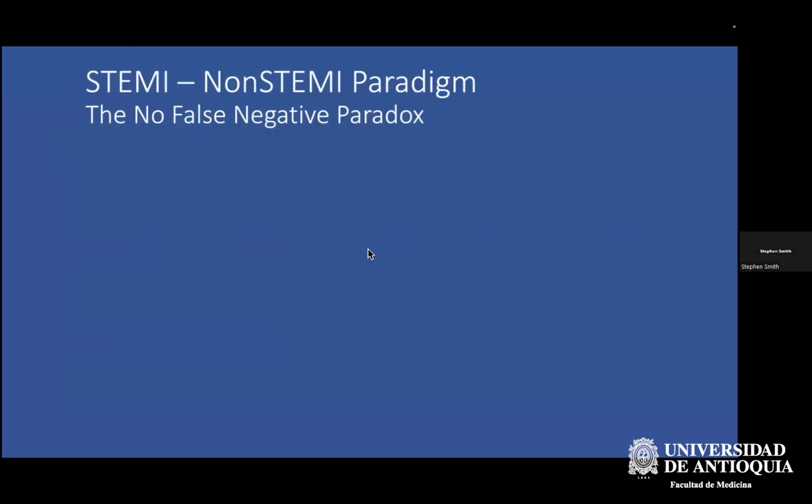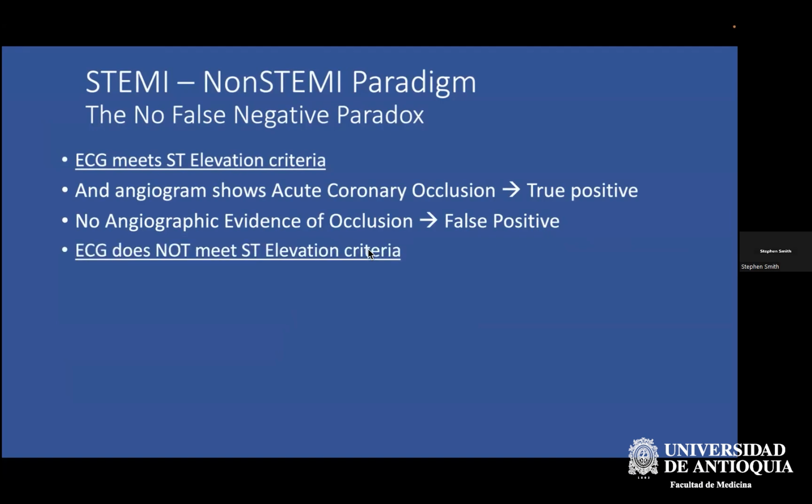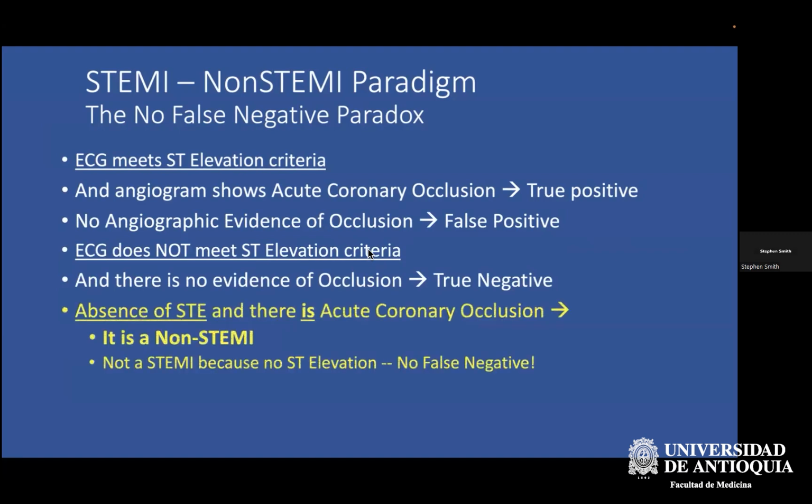And so in the STEMI non-STEMI paradigm, we have what's called the no false negative paradox. If the ECG meets ST elevation criteria and the angiogram shows acute coronary occlusion, it's a true positive. If there's no angiographic evidence of occlusion, it's a false positive. If the ECG does not meet ST elevation criteria and there is no evidence of occlusion, it's a true negative. But if there's no ST elevation and there is acute coronary occlusion, it is a non-STEMI. It is not a STEMI because there's no ST elevation. Therefore, there is no false negative test for a STEMI. No false negative. The test is the definition, ST elevation.